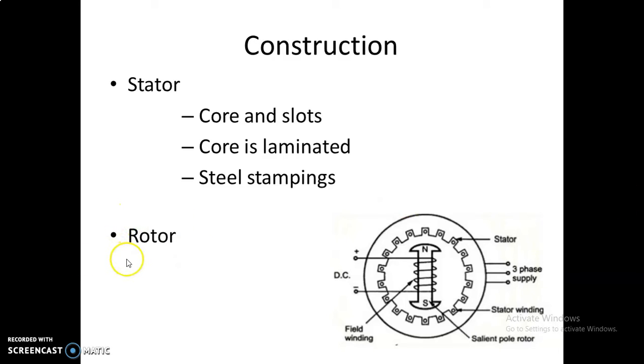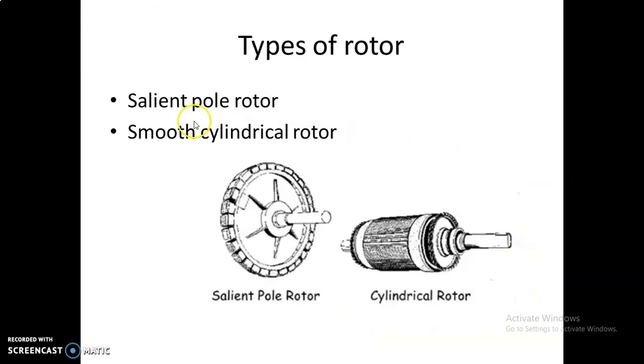Rotor is the rotating part of the machine. The field winding is placed on the rotor and the armature winding is placed in the stator. When DC supply is given to the field winding, north and south poles are created. Now we'll see the different types of rotor construction. There are basically two types of rotor. One is the salient pole rotor and the second is the smooth cylindrical rotor.